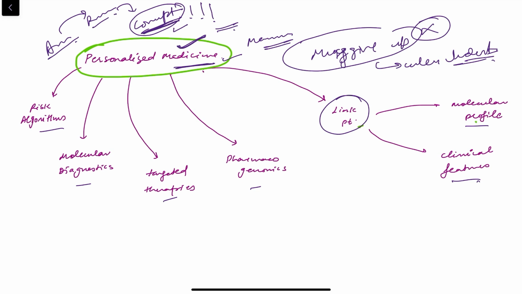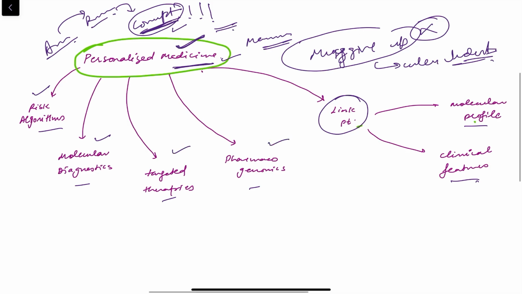Okay, so what is personalized medicine? Basically, here we talk about the risk algorithms for the patient that involve molecular diagnosis or diagnostic techniques. Then we go for targeted therapies such as pharmacogenomics, and here we link the patient's molecular profile with clinical features. How will I try to remember this? I'll use the link method. How will I use the link method?